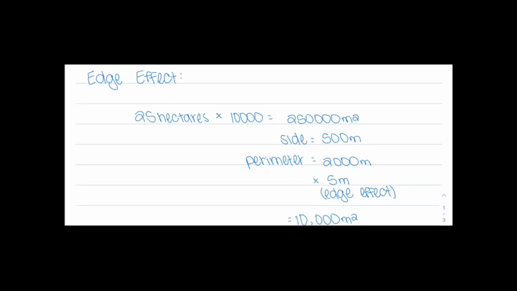The term edge effect is used to describe the changes in a population that occur at the boundary of two or more habitats. These changes can include the abundance or occurrence of a species.